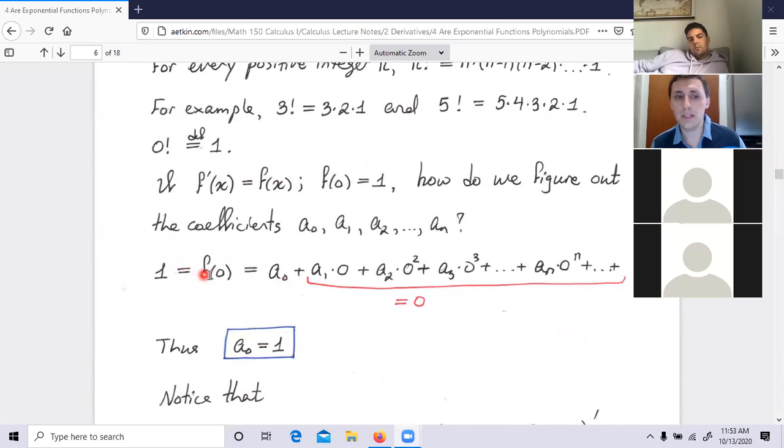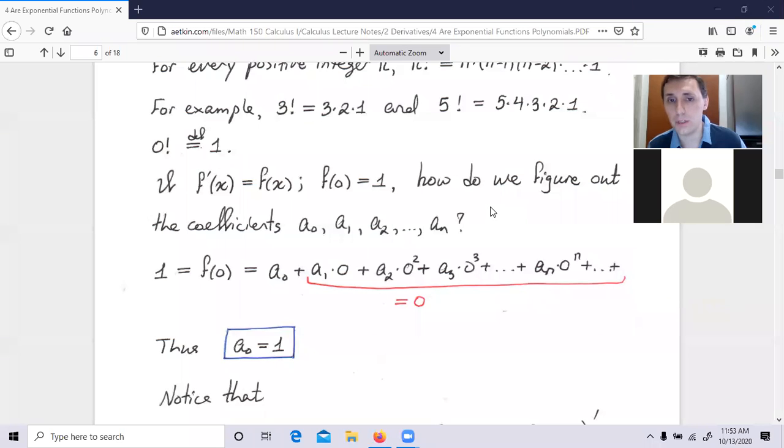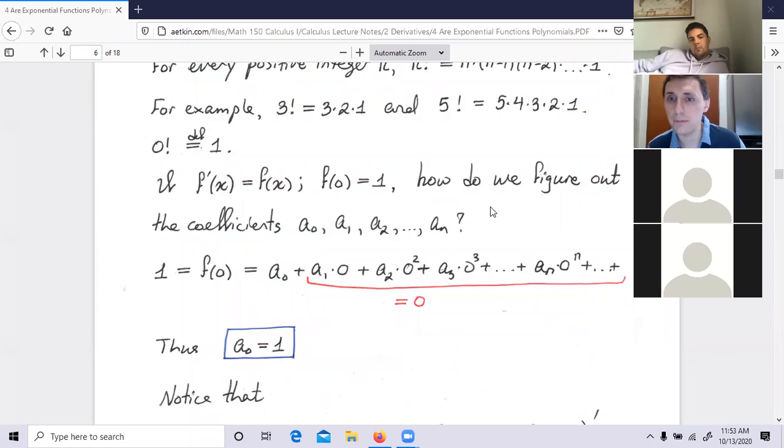Look at it. Here it is. Plug in 0. Everything past a0 disappears. And by definition, we said the function at 0 is equal to 1. So I have that a0 is equal to 1. I found my first coefficient. Now I want you to try to be clever. How do I make a very simple procedure to find the next coefficient, a1? I want to know what a1 equals.